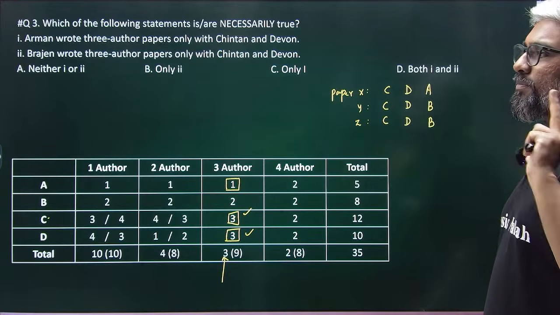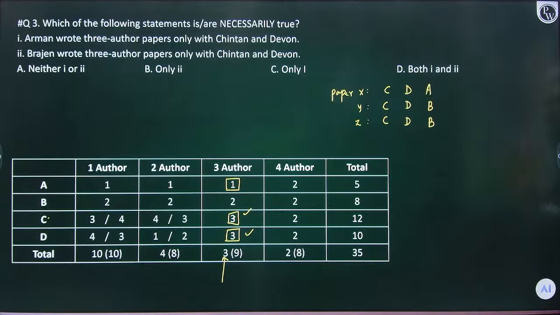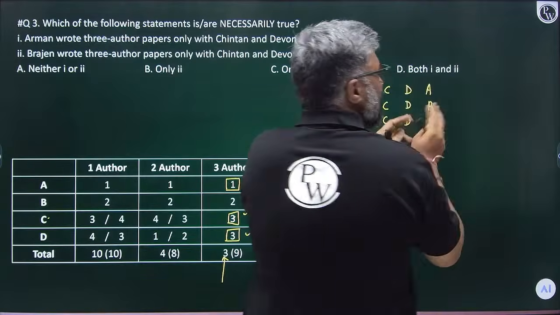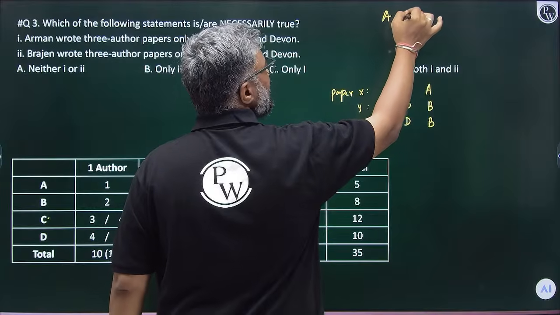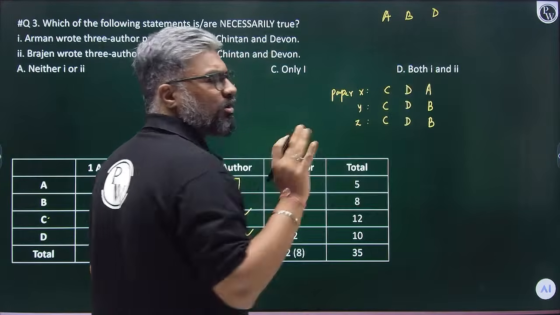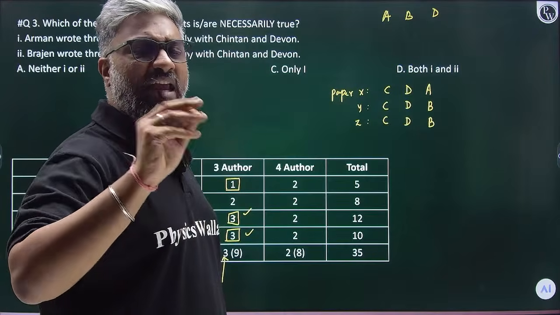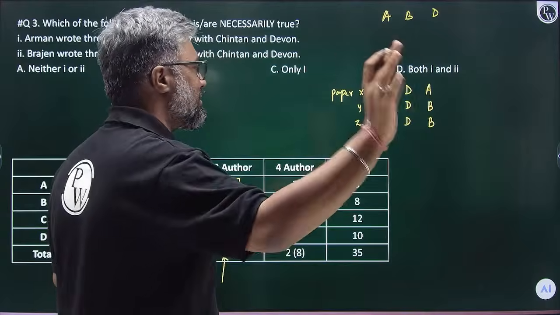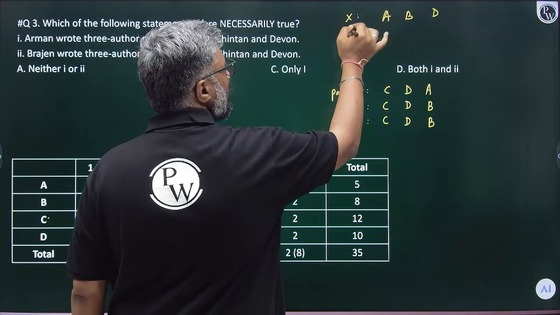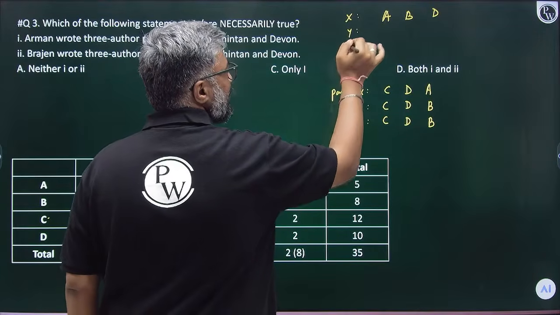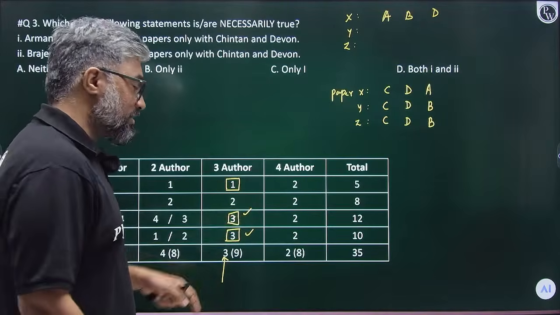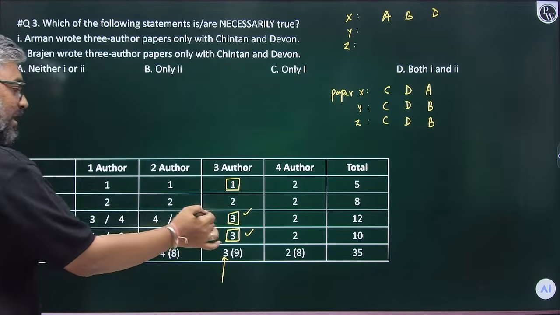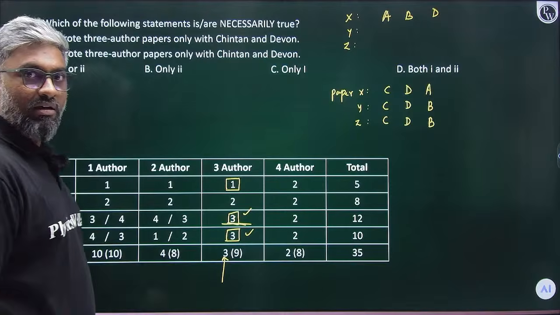Is there any other possibility that could work here, guys? Any other combination that could work here? Sir, what if we do A, B and D? Is it wrong? No, it's not wrong. Think about this. If A, B and D combination is there in, let's say, paper X, paper Y, paper Z, I need to make sure that C has 3 contributions, correct? C should have 3 contributions. Where will it go?